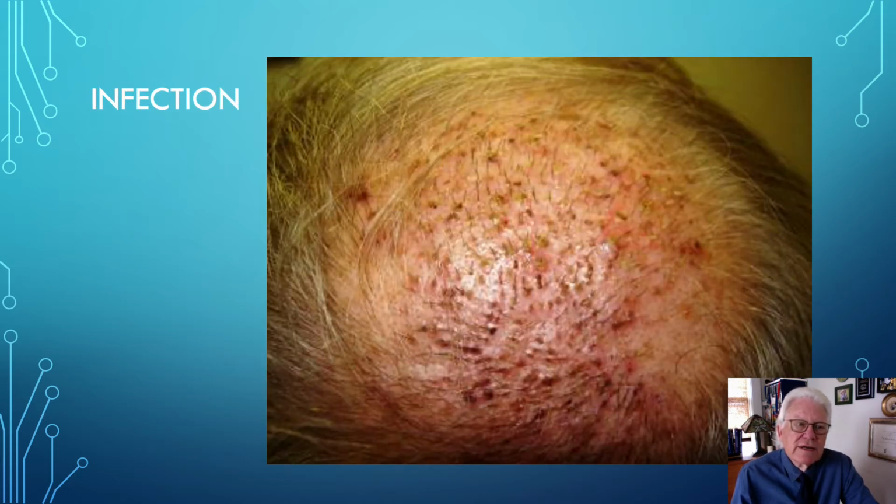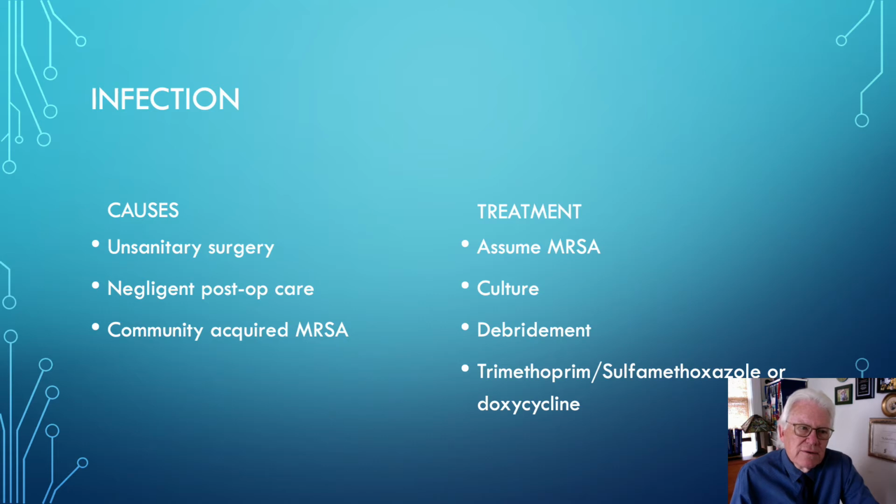Infection is very uncommon with hair restoration surgery, but it can occur either in the donor area or recipient area. This is the typical appearance of a honeycomb appearance in the recipient area, which is typical of a staphylococcal infection. What contributes to the development of infection? Well, certainly unsanitary surgery can be a factor, but also it can be related to negligent postoperative care on the part of the patient.